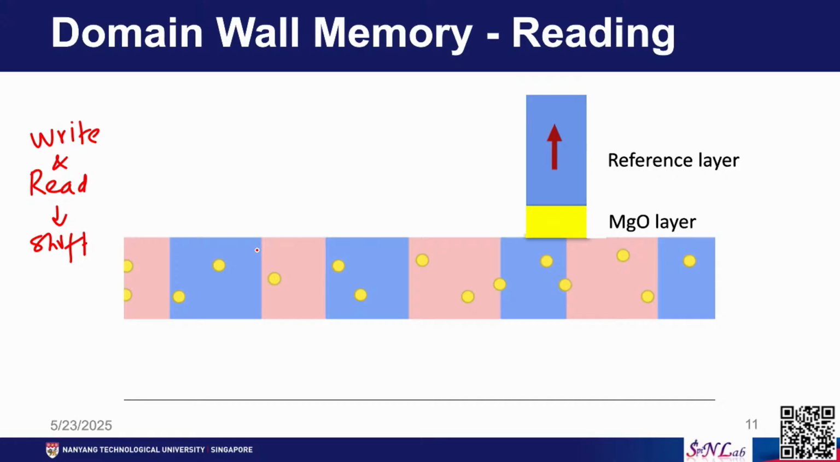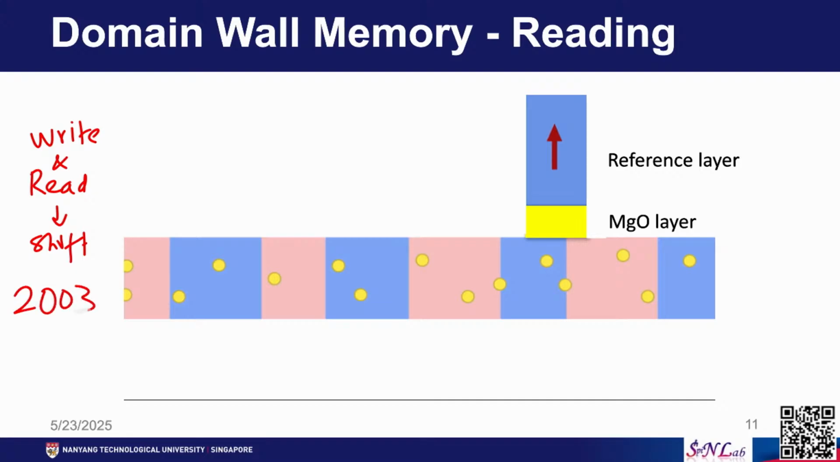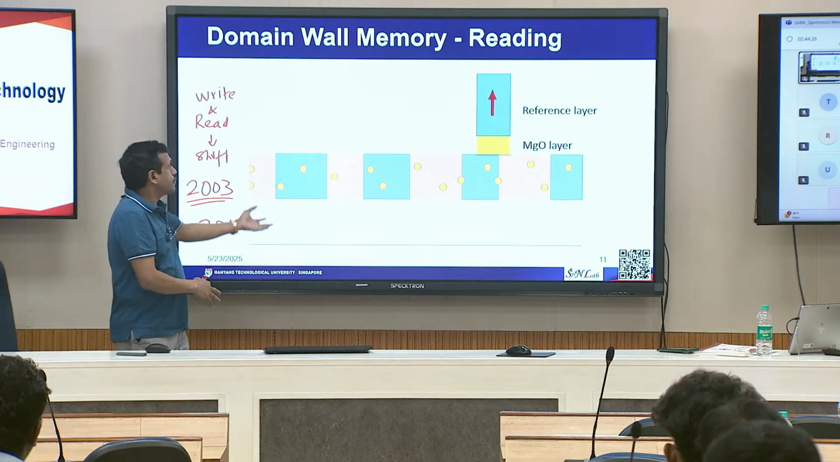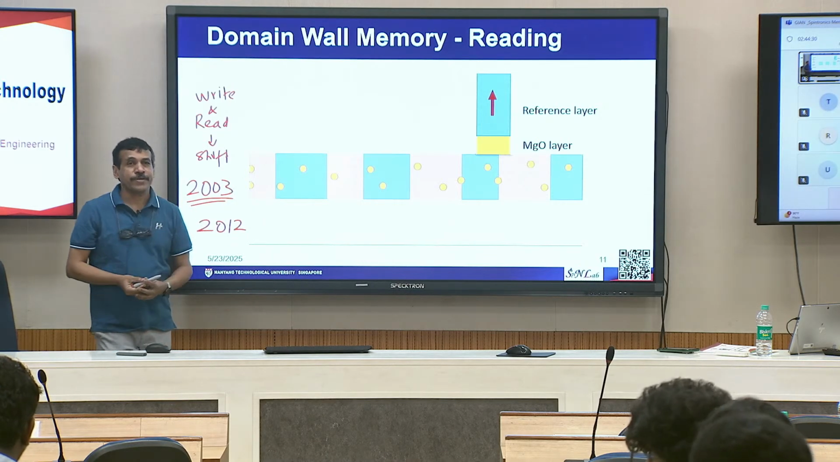Skyrmion racetrack memory came much later. This is the first concept. This concept was proposed in 2003, somewhere there. Skyrmions appeared in the scene in 2012. So, they used this principle to propose Skyrmion based racetrack memory.